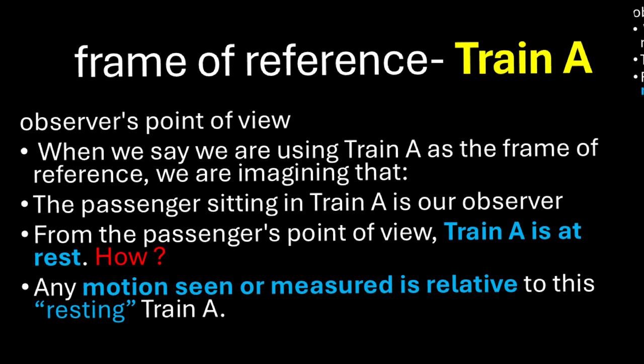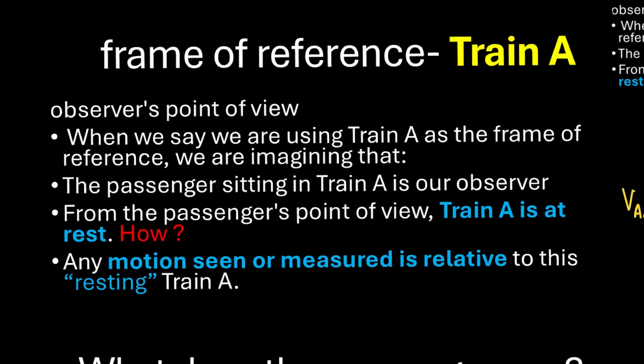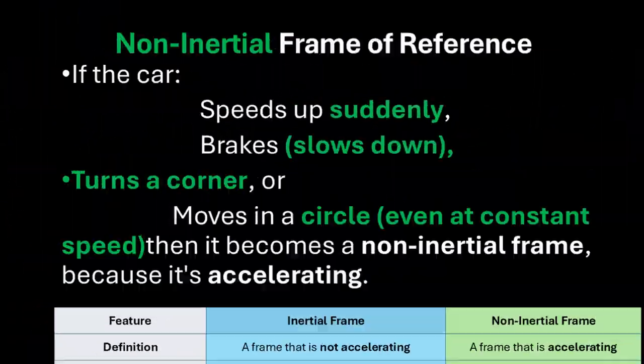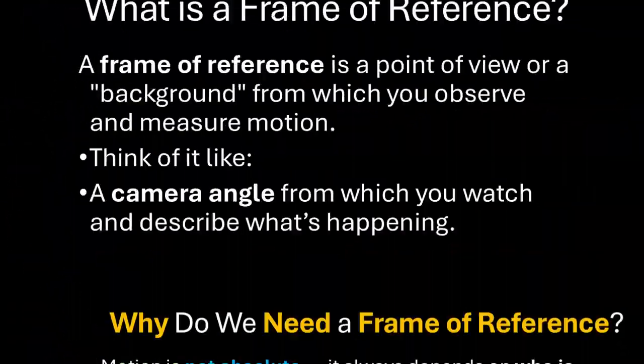So, to make sure that we get a very clear idea about what we are about to do using train A and train B as the frame of reference, we'll first try to learn in detail what is frame of reference, what are the types of frame of reference, and based on these two types, how the calculations will vary. Okay, so let's first try to understand frame of reference.